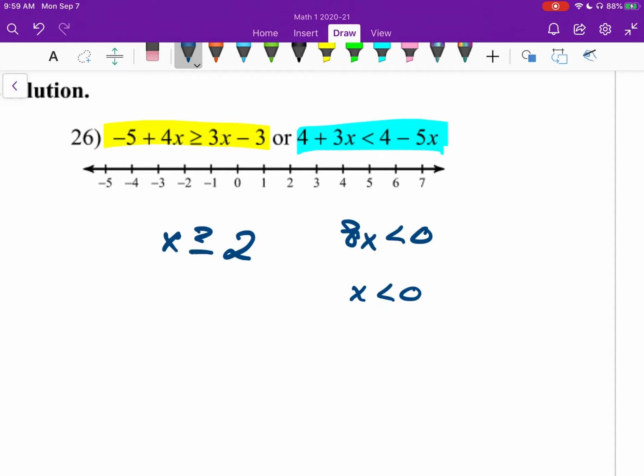We'll start off with the yellow one over here. Let me highlight these again. X is greater than or equal to 2, so I'm going to have a closed circle on 2 because it could be equal to. And it says x is bigger, so I'm going to shade to the right. The next one, x is less than 0, so it's going to be an open circle on 0, and we're going to be shading to the left.